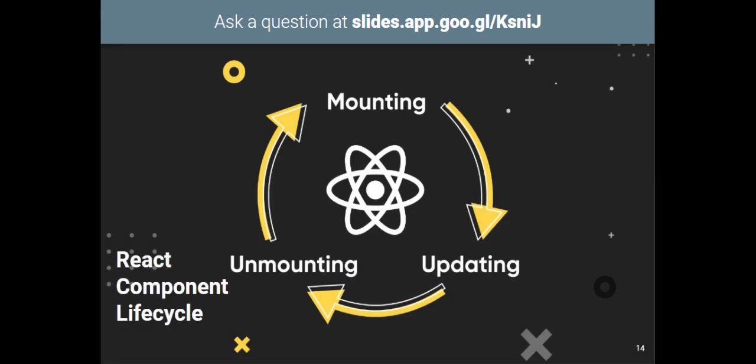Each phase of the life cycle shown here allows developers to hook into a process and control the component's behavior. For example, in the componentDidMount method, we can start a timer, and in the componentWillUnmount method, we can clean up or clear the timer. Whereas in the middle, the updating happens.